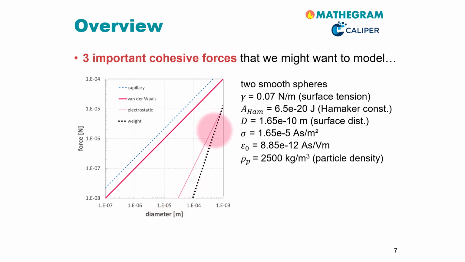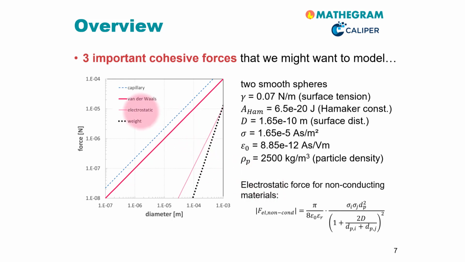As you already know, the weight of particles increases with the particle diameter to the power of 3. So the slope of this curve here, the weight of the particles, is 3. For the specific electrostatic force model that we have picked, the slope of the curve is 2. And the reason for that is that we have assumed a fixed surface charge density sigma here.